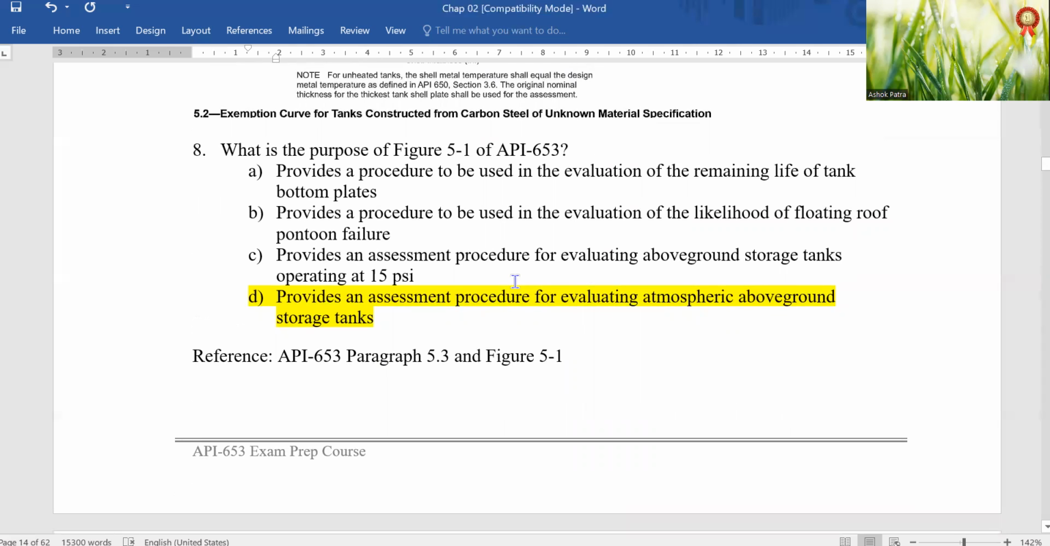So what is the purpose of figure 5.1 in API 653? Provide an assessment procedure for evaluating atmospheric above ground storage tanks. So it is giving an assessment procedure. That is a network diagram. That's how to do it. So you can refer to 5.1, figure 5.1.